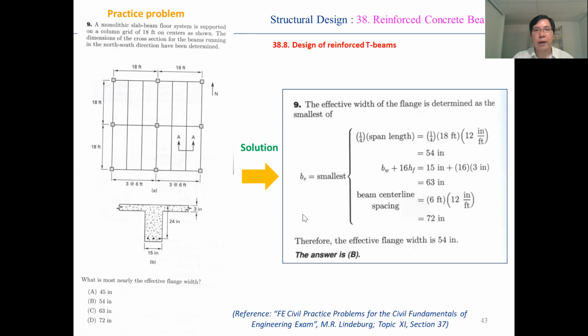So as you know before, you can calculate the effective width of the flange by this equation. b_E is the smallest of three equations. I have showed you before, so you can find the effective flange width is 54 in. So the good answer is B.